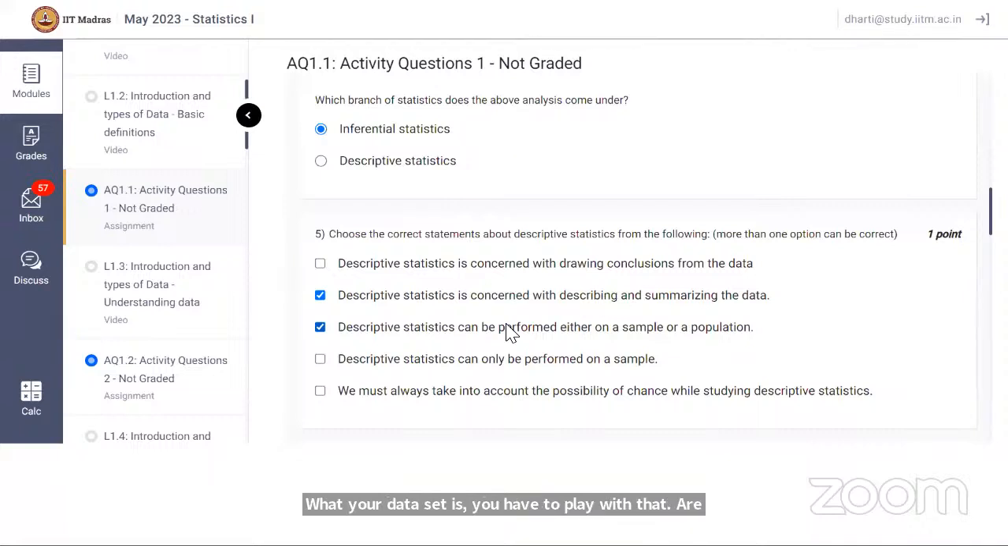Are you getting my point? So that's why that option is incorrect. When we are doing descriptive statistics, we need not care about the whole; we are only concerned with what we have picked to study, and what you can say about that. If it's inferential, then you have to care about the actual whole. If it's descriptive, you only care about the data set you are given. That's why whenever we study inferential statistics, we need a representative sample.